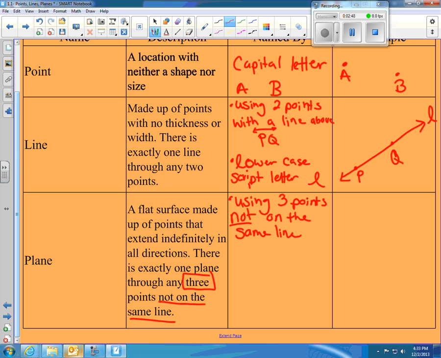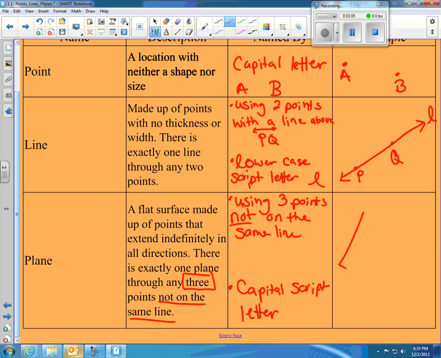Just like a line can be named 2 different ways, a plane can also be named 2 ways. The other way is with a capital script letter, again a cursive letter. So let's look at our examples.